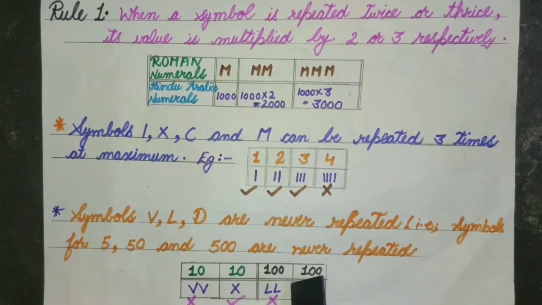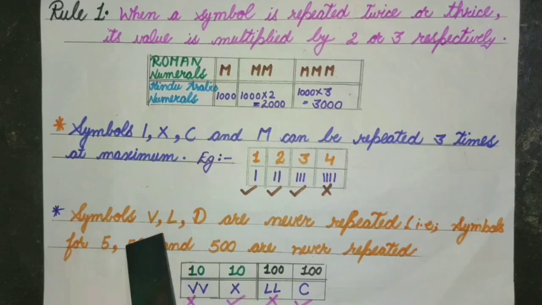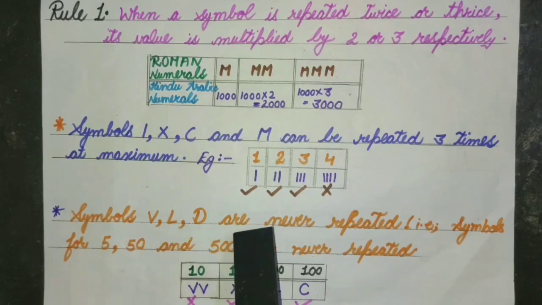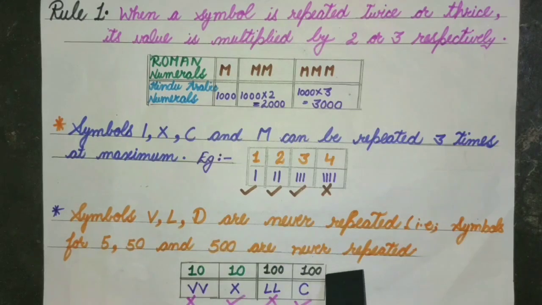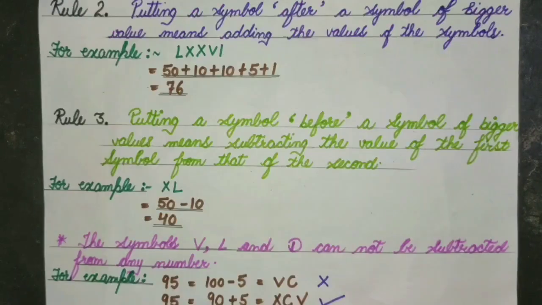Clear? We cannot write 100 as LL. L is here 50, so 50 and 50 will be 100, as we are thinking. But this is wrong. Why? The reason is we are not repeating L. Clear? So 100 is written by the letter C. I hope this first rule is clear to you. Now let's move to rule 2.